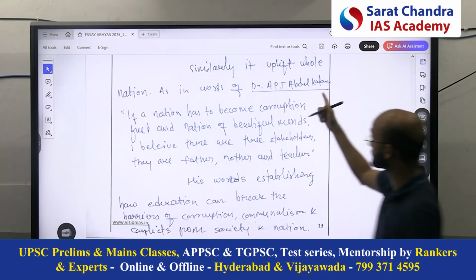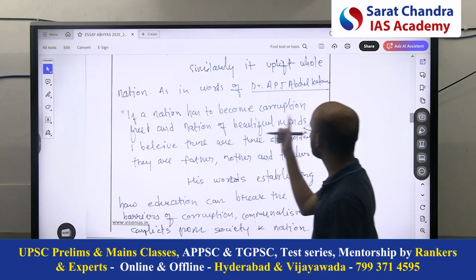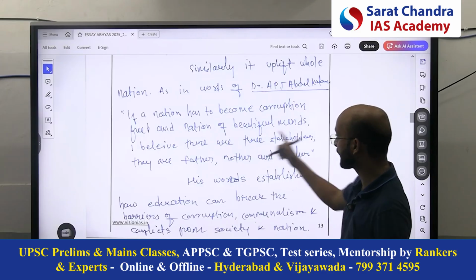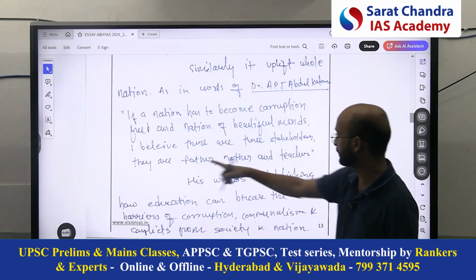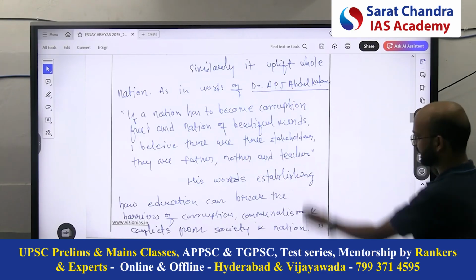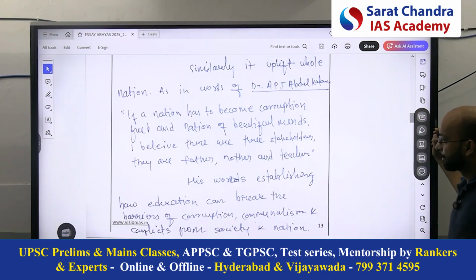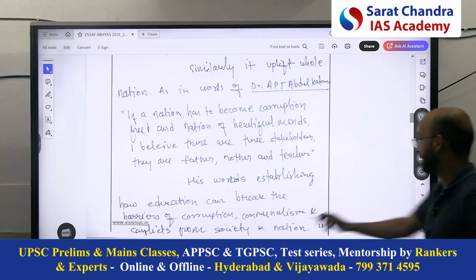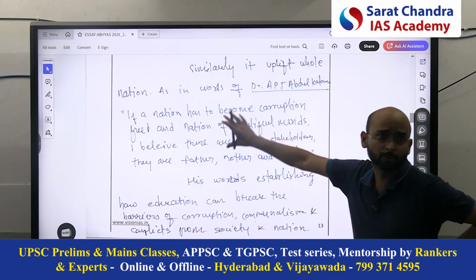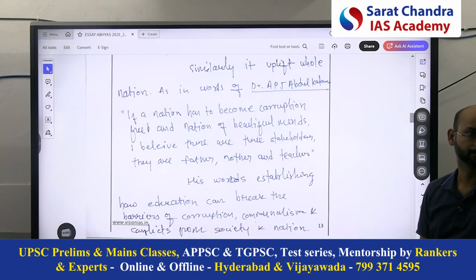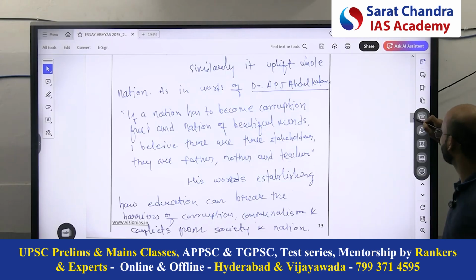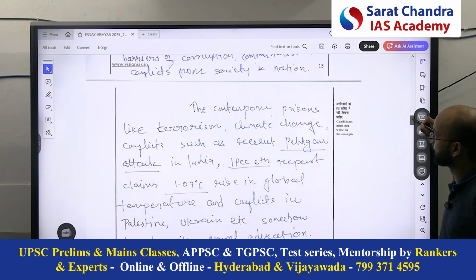How Dr. APJ Abdul Kalam says, if a nation has to become corruption-free and a nation of beautiful minds, I believe there are 3 stakeholders: the father, the mother and the teacher. Basically, the teacher, the word establishing how education can break the barrier of corruption, communalism, conflicts from the society and nation. So in between also you can use, if you have any quote, to justify your point. Basically, I am justifying through the quote of Kalam.